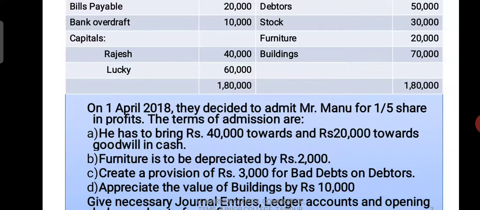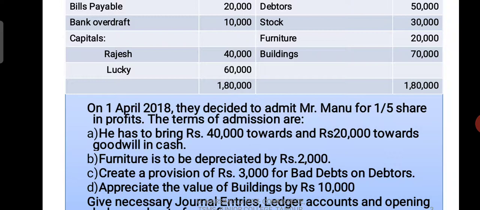At the time he enters into the business, first point you see, he has to bring rupees 40,000 towards capital and rupees 20,000 towards goodwill in cash. So whenever Madhu enters into the business, he has to bring a total of rupees 60,000 in cash: 40,000 rupees his share of capital, 20,000 rupees for goodwill. Total rupees 60,000 he has to bring into the business. That is the first condition.